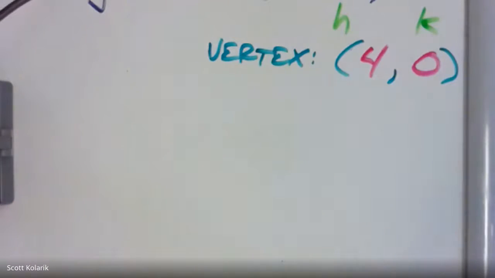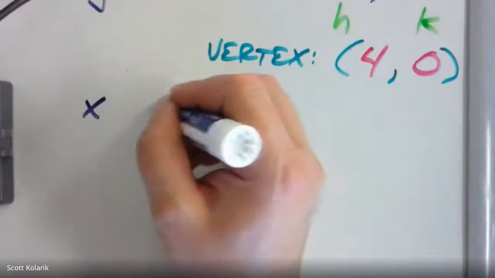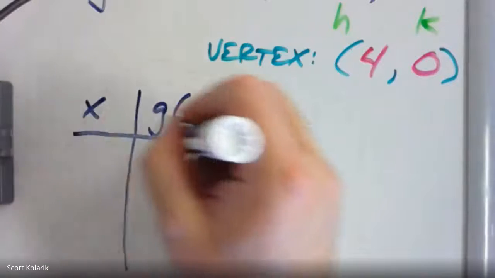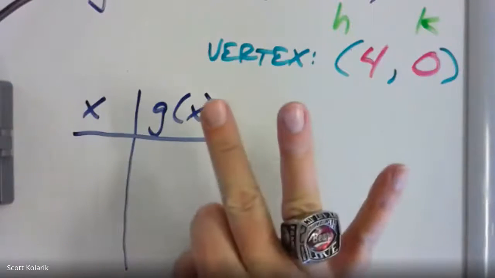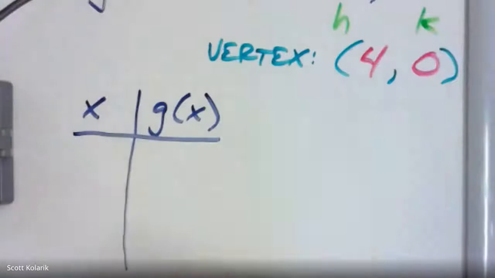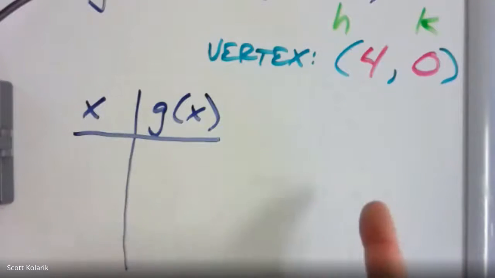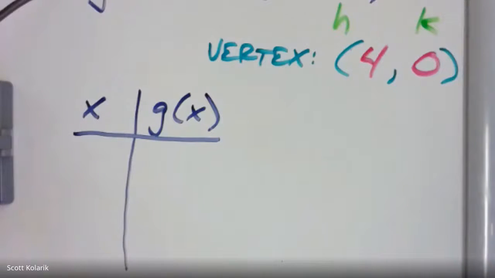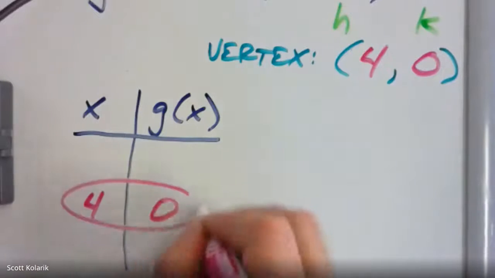Now, again, I want to create an XY table. I don't need a ton of values here, but here's my XY table, x, g of x, right? Now, I need 3 values in order to create this U shape. I want that vertex point in the middle, and then I want to pick a point on either side of it. So this 4, 0 is going to represent my vertex. All right, that's locked in.